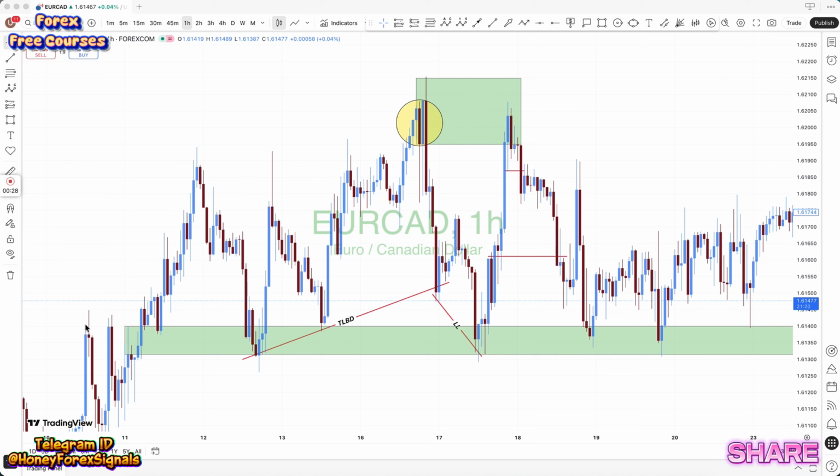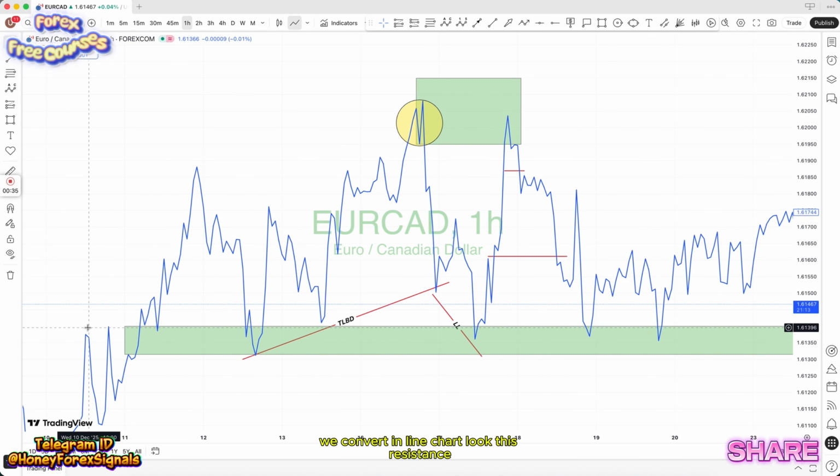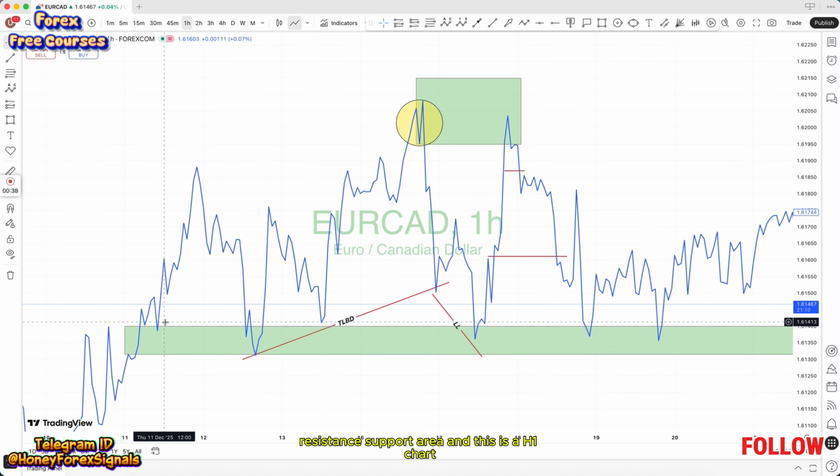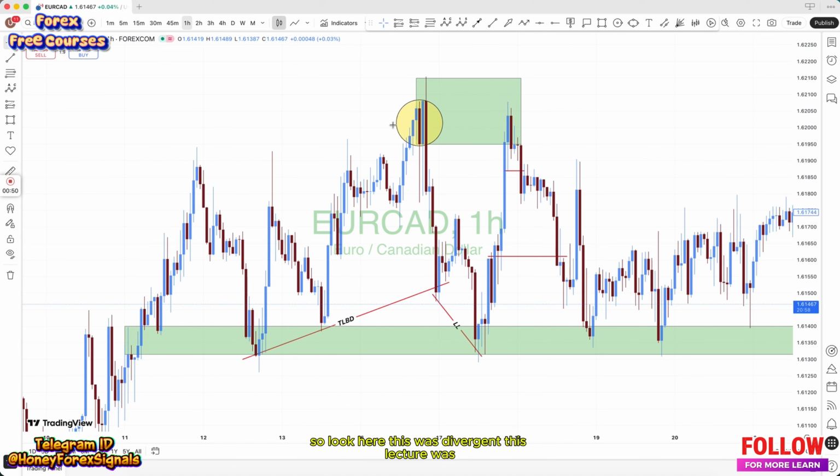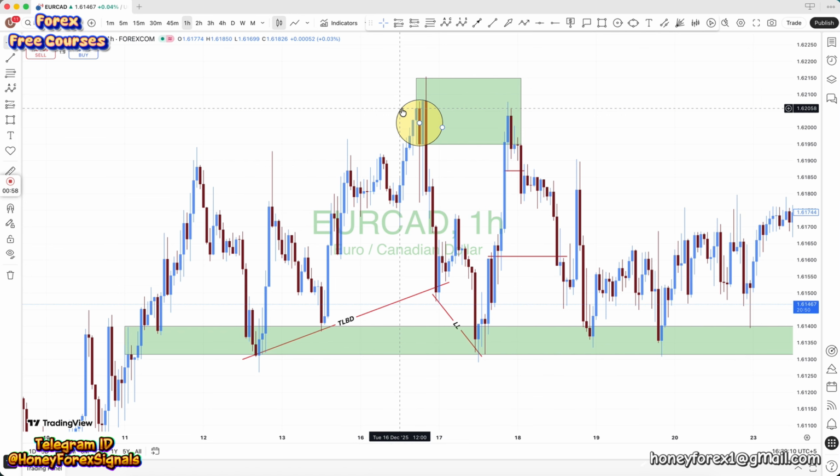Look here. Resistance support area. We convert to a line chart like this, resistance support area, and this is an H1 chart. So look, the market respected this area 1, 2, 3, 4, 5 times. So look here, this was the version this lecture was. In another lecture. So look here.